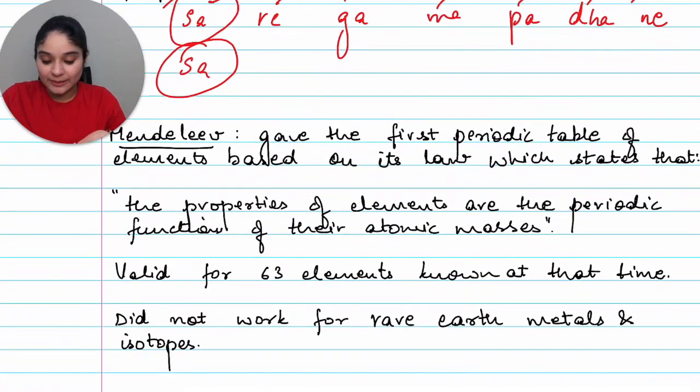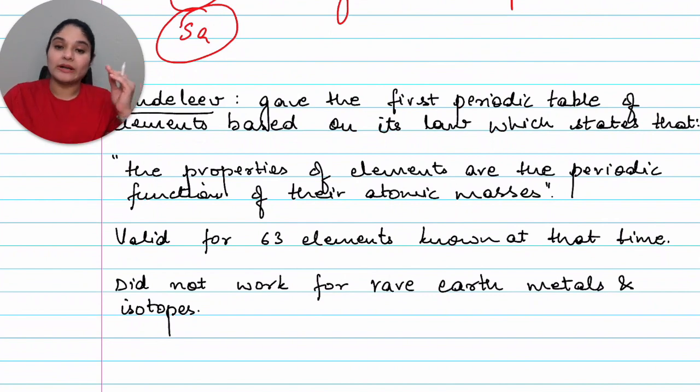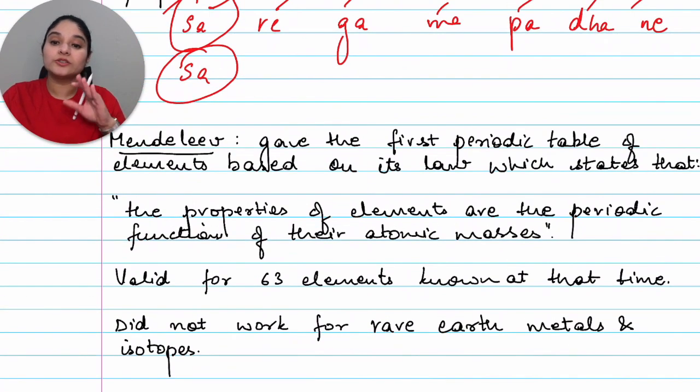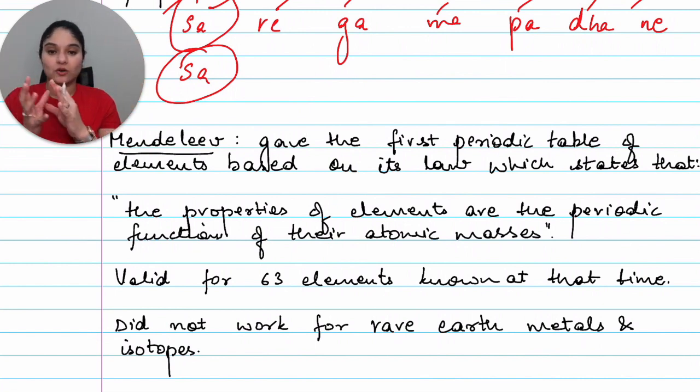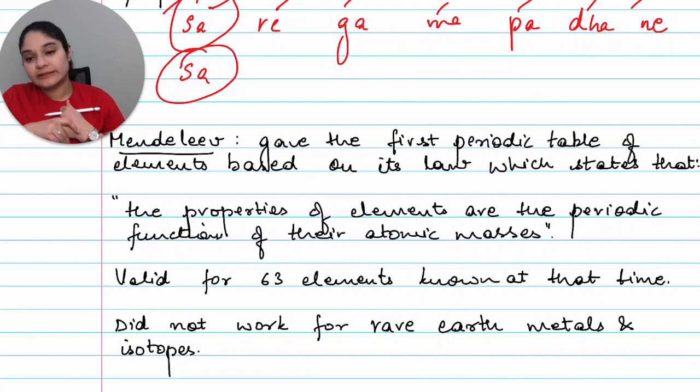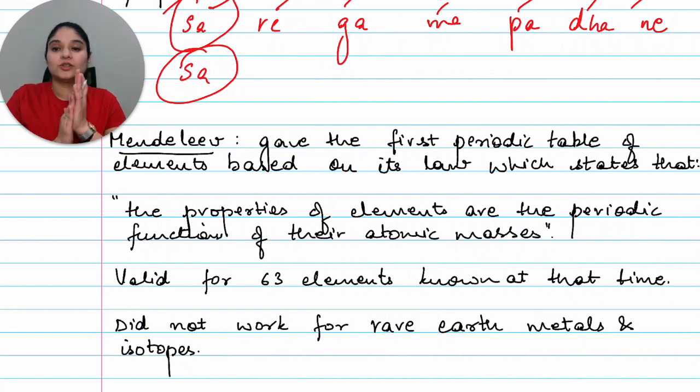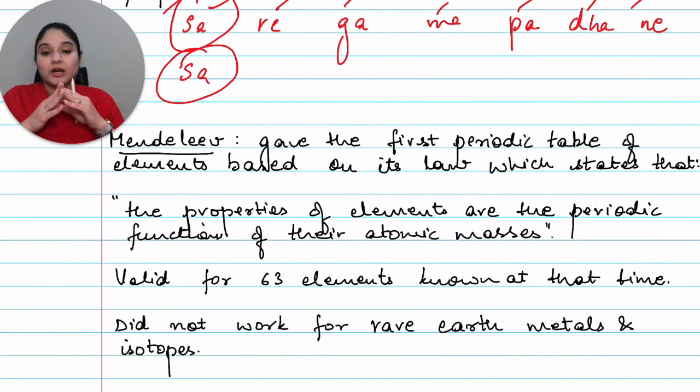The next is Mendeleev. So what happened in this case? He gave the first periodic table of elements based on its law. His law was that properties of elements are the periodic function of their atomic masses. He said that if you arrange your elements in the increasing order of their atomic mass, at a certain point the repetition starts. That means elements start showing similar properties again and again. Now, this was only valid for 63 elements.